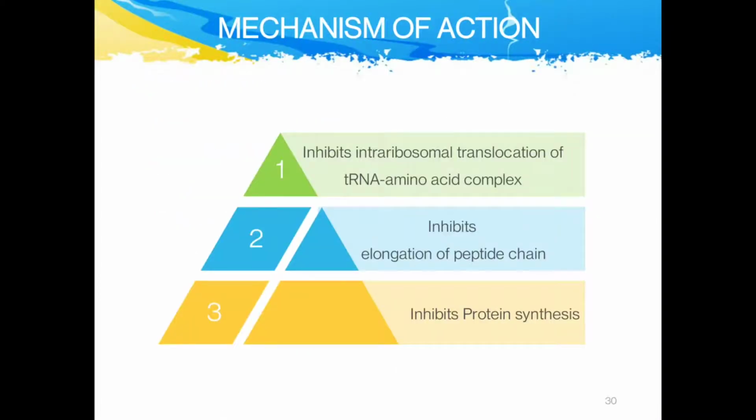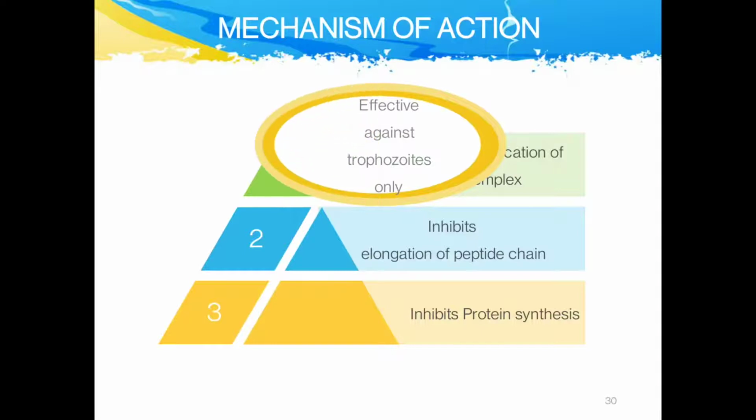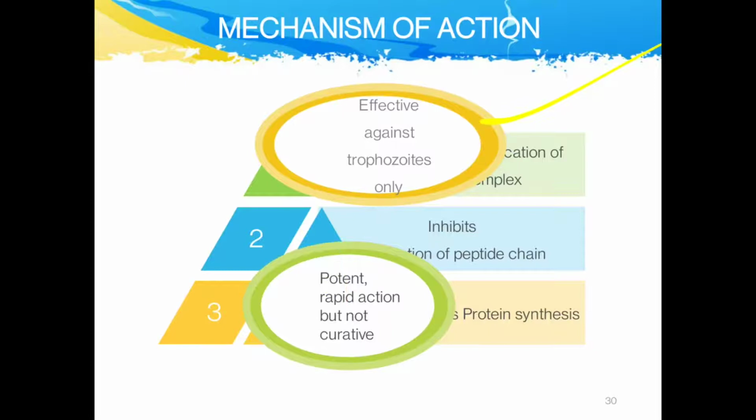Mechanism of action. So what is the mechanism? There are three steps: inhibition of intra-ribosomal translocation of the tRNA amino complex, inhibition of elongation of the peptide chain, and inhibition of protein synthesis. It is effective against trophozoites only. Potent, rapid action but not curative. This is also another point that needs a tick.